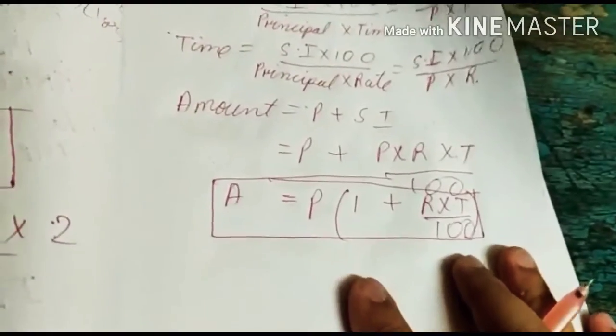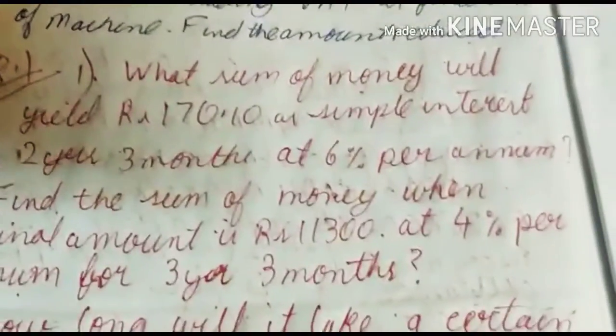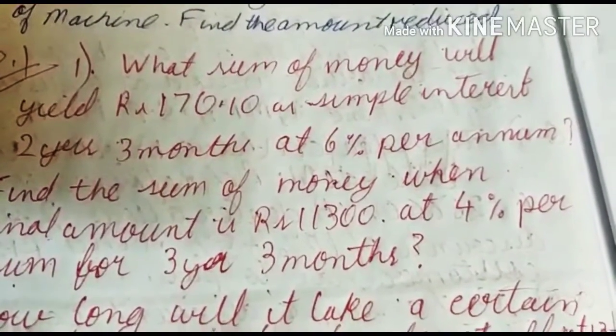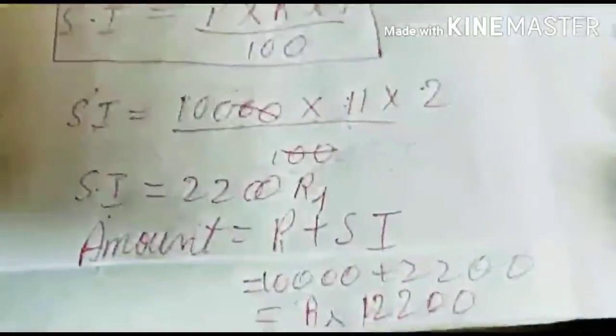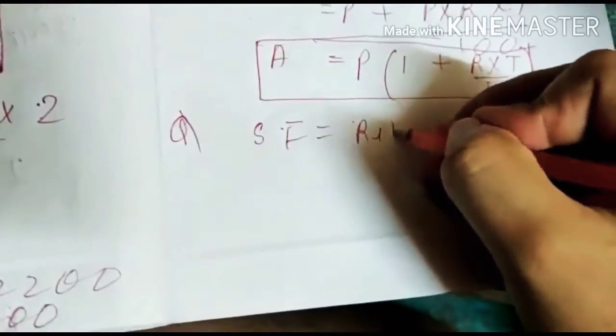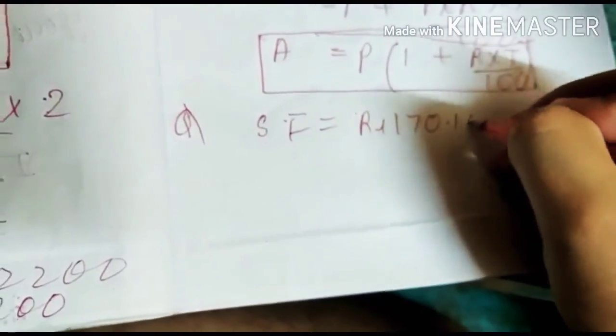So now moving further with the question. We got our first question here: for what sum of money will yield rupees 170.10 as simple interest? So simple interest is given as rupees 170.10.